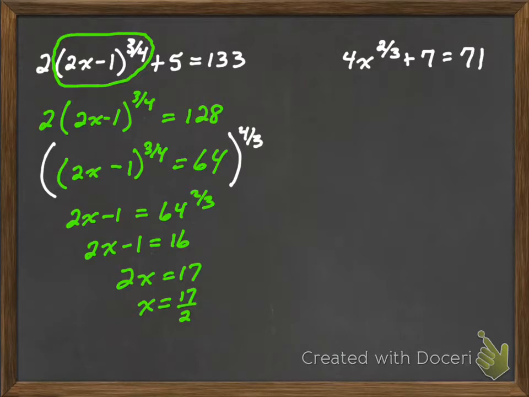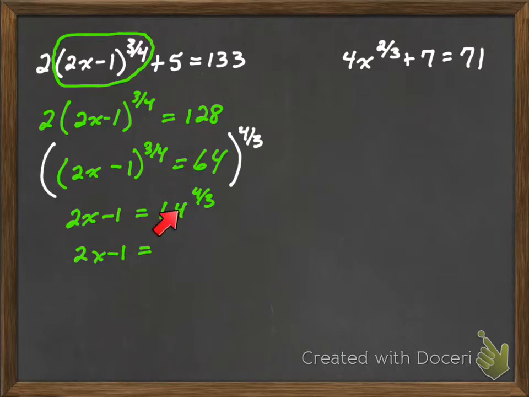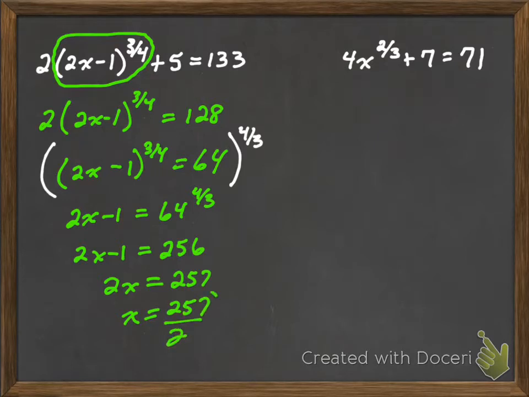Oops, I need to back up a little bit. This is not the 2/3 power, this is the 4/3 power. And this would be the cube root of 64, which is 4, raised to the 4th power. 4 to the 4th power is 256. Adding 1 is 257. Dividing by 2 is 257 over 2. Almost made a mistake there.